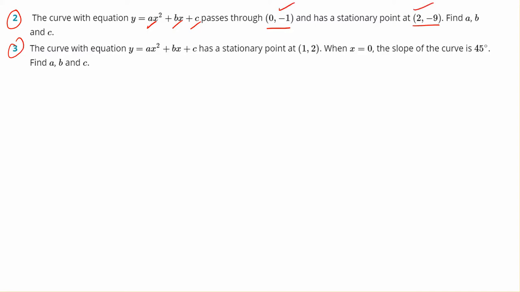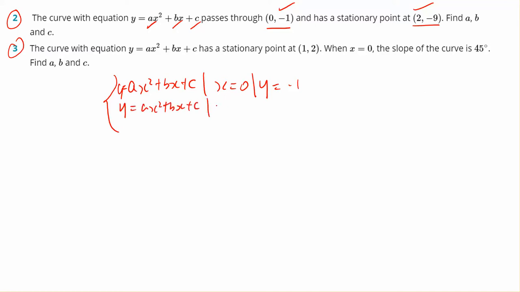In my case, I'm going to go y equals ax squared plus bx plus c, given x equals 0, y equals 1. That's one equation. The other equation would be, I shall do the second one: y equals ax squared plus bx plus c, given x equals 2, y equals negative 9. So that's two equations done.